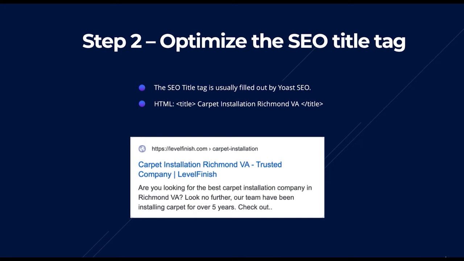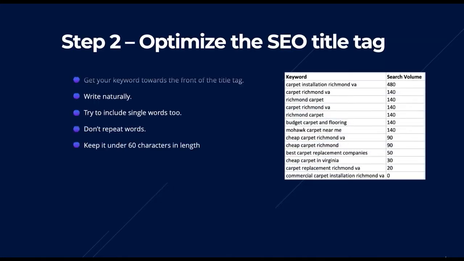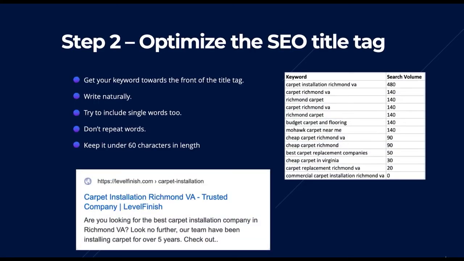The HTML version of your SEO title tag would look like this. So it'd have brackets title, and then you'd have bracket slash title closing bracket, and then your keyword would be within the title tag. Try to get your main keyword towards the front of the title tag, as this typically carries more weight and is a bigger ranking signal. So as you'll see from our title tag below, I've got a keyword towards the front of the title tag.